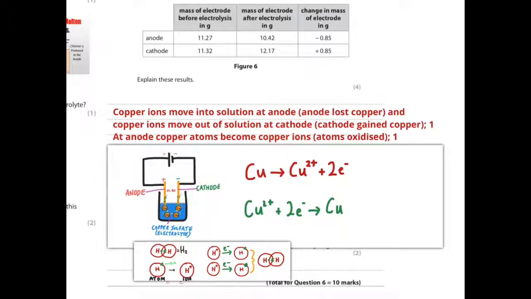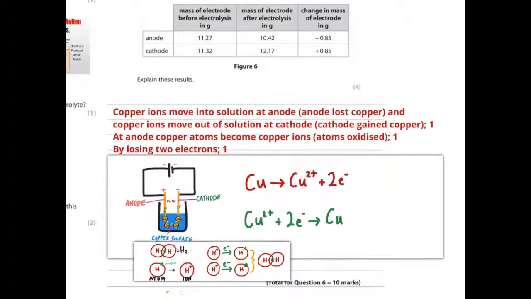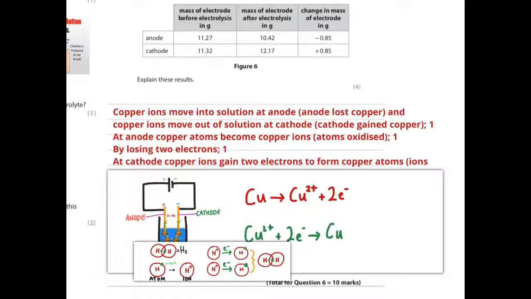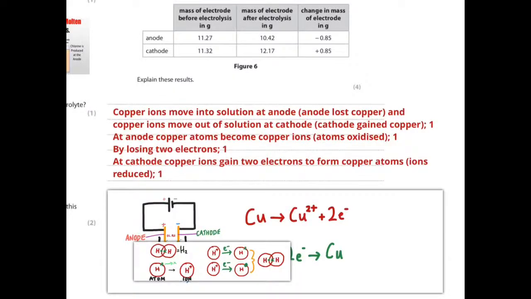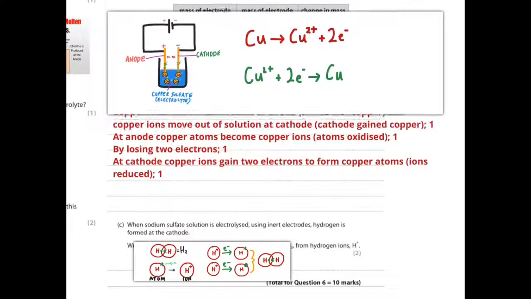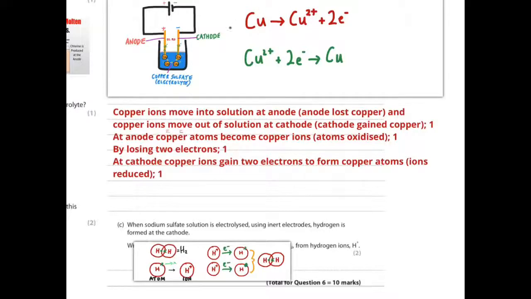Next, at anode, copper atoms become copper ions. So you could say copper atoms are oxidized for a mark at the anode. And what that means is they're losing 2 electrons. At cathode, copper ions gain 2 electrons to form copper atoms. So you can say the ions are reduced. You can also, if you're feeling a bit more sophisticated and you don't feel like writing much, if you write these half equations, you can actually get full marks, providing you make the point that anode lost copper and cathode gained copper. But just by writing this, it'll save you all this writing. So half equations can save you a bit of time.